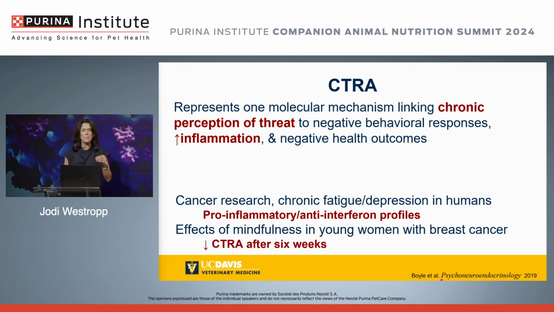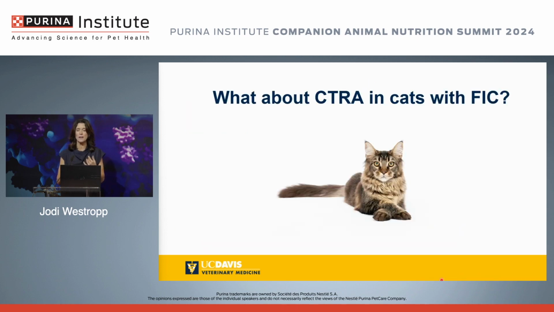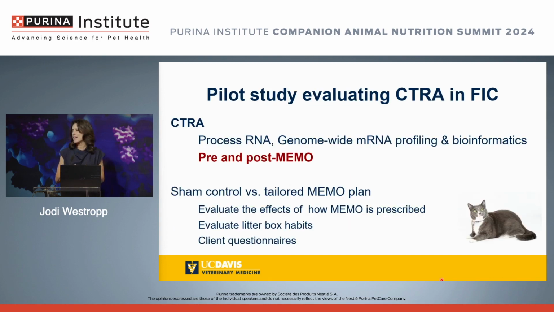In another paper that's cited at the bottom, they studied 22 women who had breast cancer. They were young women in remission. They put them through a protocol where they were doing mindfulness and meditation, and in just 6 weeks, they could see a decrease in their CTRA. I thought that was pretty interesting and thought, well, what about cats? What about the CTRA in cats? Which, a little advertisement, not gonna lie.